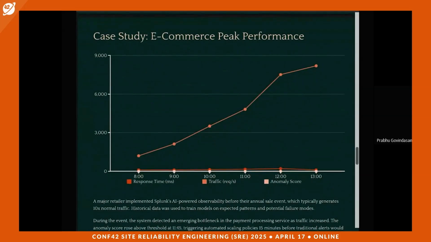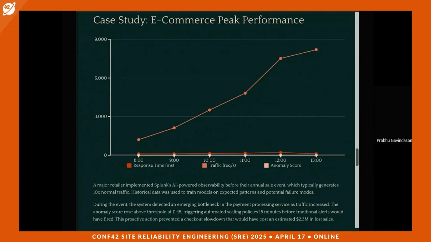Let's look at a case study of an e-commerce company. During their annual sales event, traffic spikes to 10 times its regular volume. Critical services like payment processing come under immense pressure. Using AI powered observability, the team trained machine learning models on normal operating behavior and potential failure patterns.